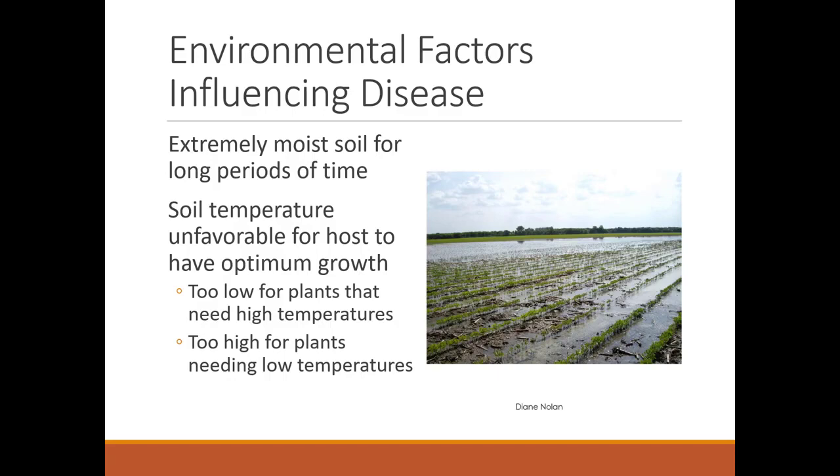So extremely moist soil for long periods of time is going to help this disease to take hold. Soil temperature: if the soil temperature is too low for the plants that need high temperatures, they're going to be more susceptible. If the soil temperature is too high for plants that need low temperatures, they're going to be more susceptible to these diseases.